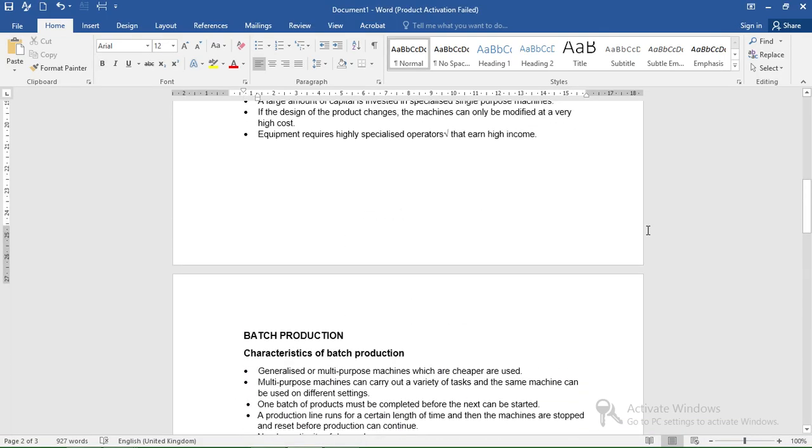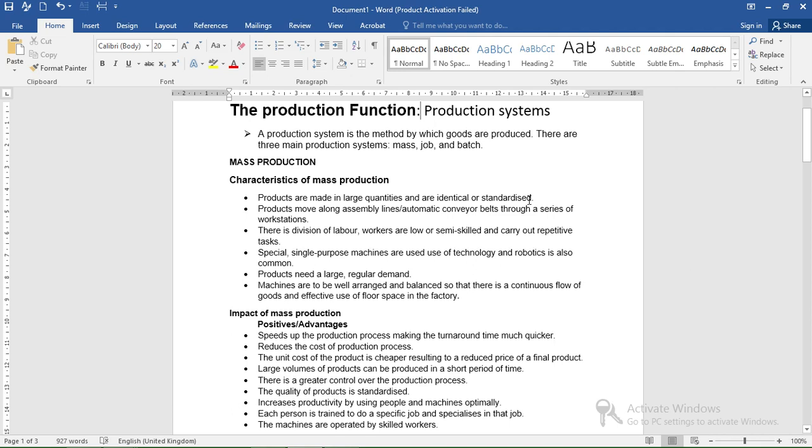Production systems. Production systems, guys, it just means methods that are used by the business to produce goods, right? Or in other words, a production system is a method by which goods are produced in a business. Those are ways in which you produce your goods, right? We have 3 different types of main production systems. We have what is called mass production, we have job production, and batch production, right?